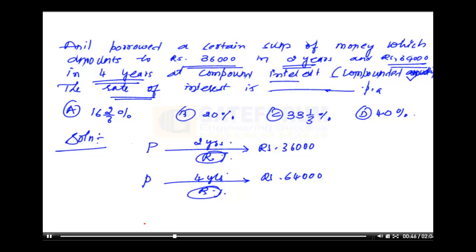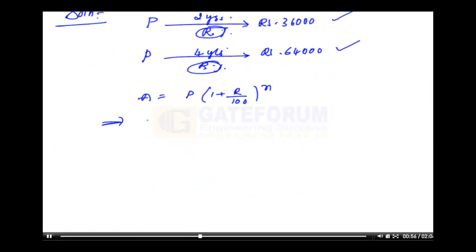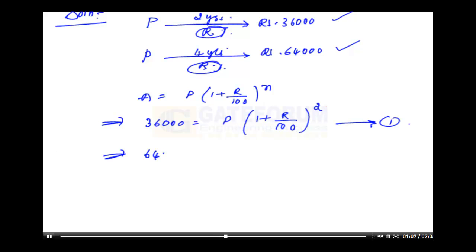We know the formula to find the amount, that is A equals P into (1 plus R by 100) raised to the power of n. Now substitute the values in the first case and second case. So it will be 36,000 equals P into (1 plus R by 100) raised to the power of 2. Let it be equation 1. Now in the second case, it will be 64,000 equals P into (1 plus R by 100) raised to the power of 4. Let it be equation 2.